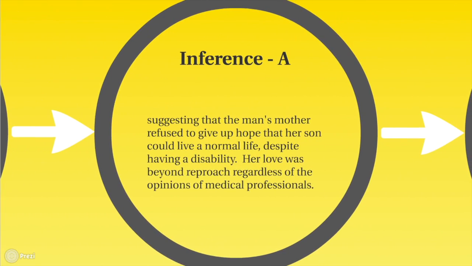And then I've said what my inference is. So I've said suggesting that the man's mother refused to give up hope that her son could live a normal life despite having a disability. Her love was beyond reproach, regardless of the opinions of medical professionals. Okay, so I've looked at that word impertinent and I've considered why she would appear that way, why she would be rude, okay, to the doctors. Well, obviously it was because she wouldn't want to hear those things about her son. So I've offered my inference there.